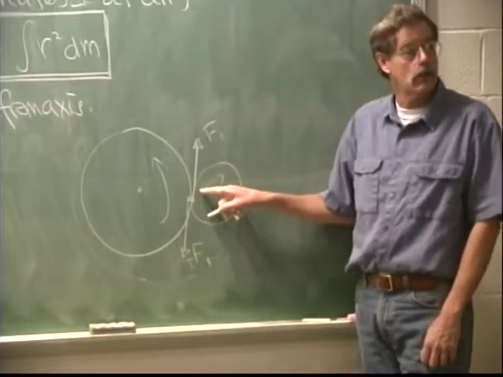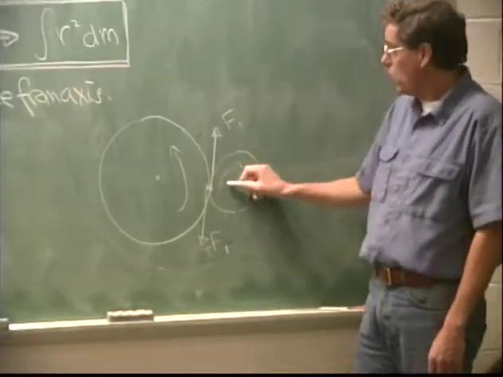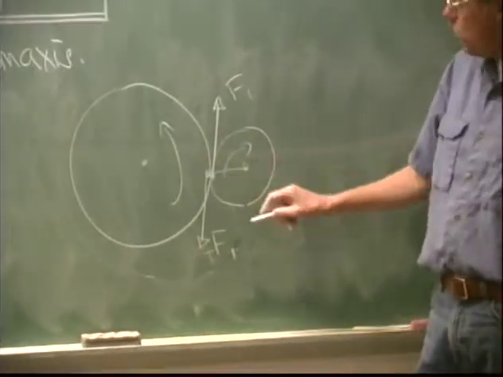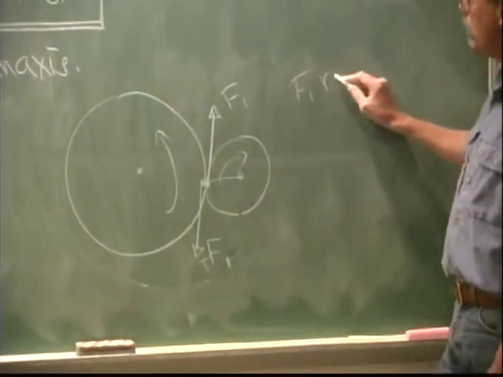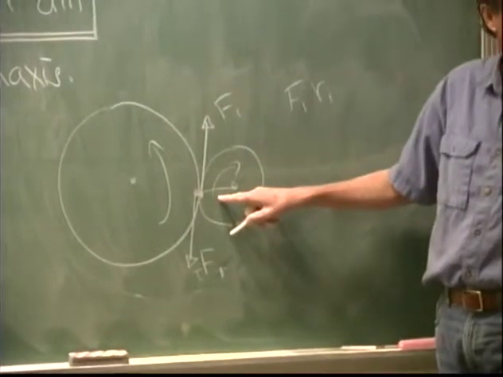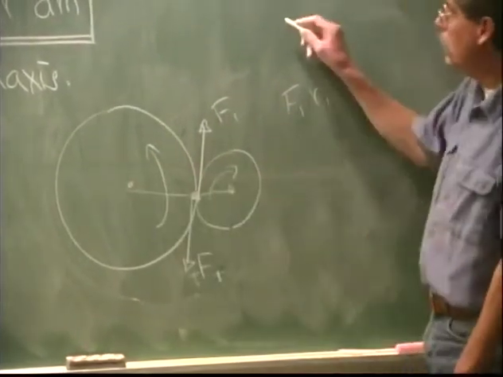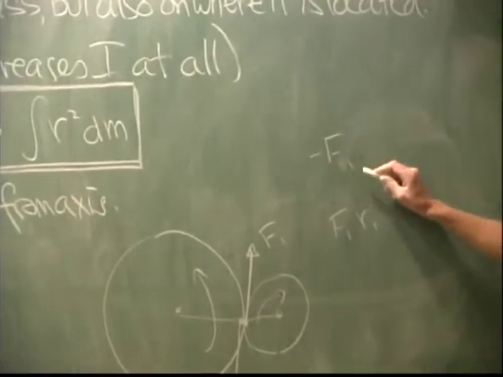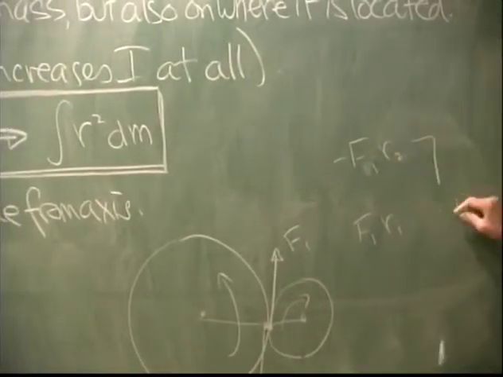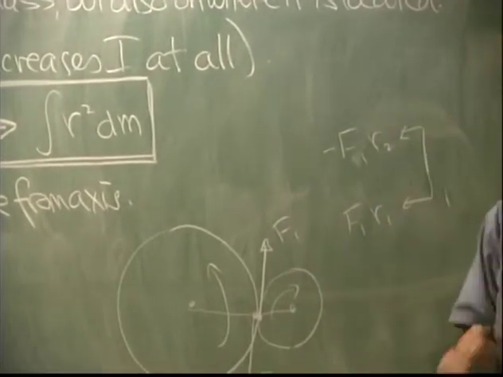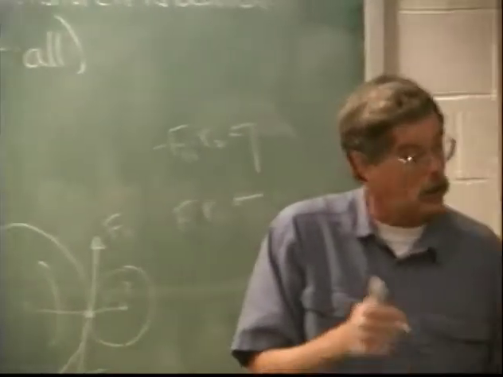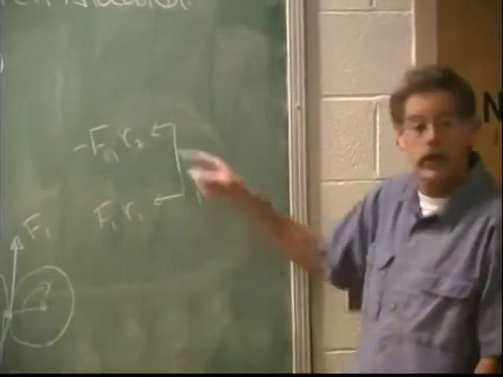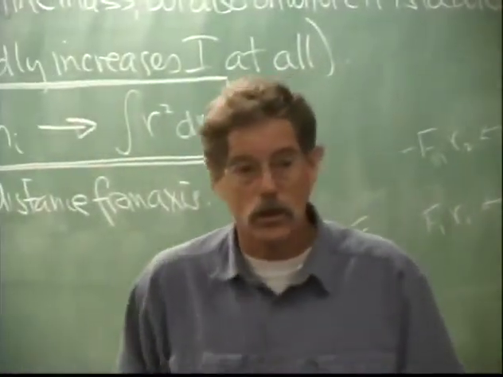equal and opposite. What is the torque on the little wheel? That would be F1 times R1, the lever arm. What is the torque on the big wheel? That would be F2, which is minus F1, times R2. Are those two equal? The forces must be equal by Newton's third law, but the radii are not equal. So the torques are not equal. I'm sorry, there just is no analog to Newton's third law for torque.